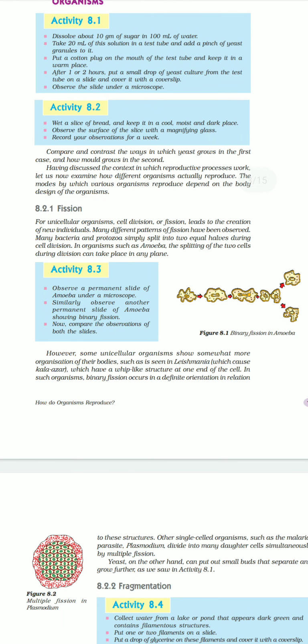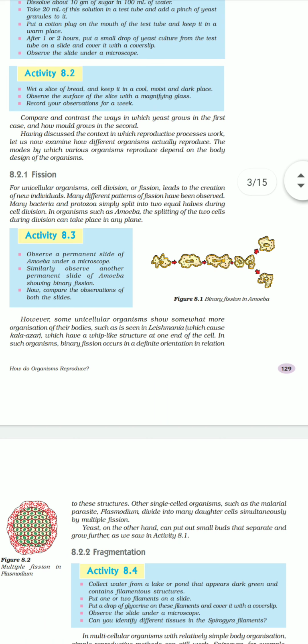Binary fission is the division of the body of an individual into two equal halves, and each of which functions as an independent daughter individual. Many bacteria and protozoa split into two halves. If you subdivide binary fission, it is also of two types, that is irregular binary fission, which generally takes place in amoeba, as you can see in the picture. In this type, binary division can occur through any plane.